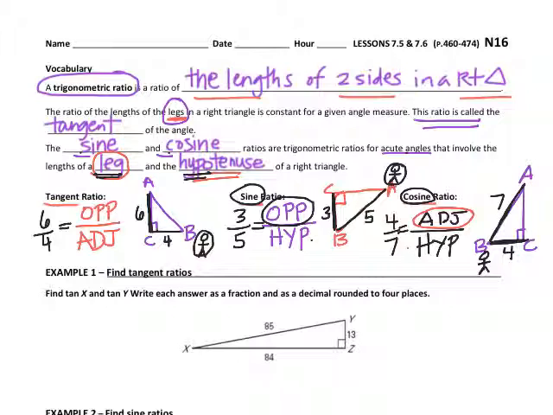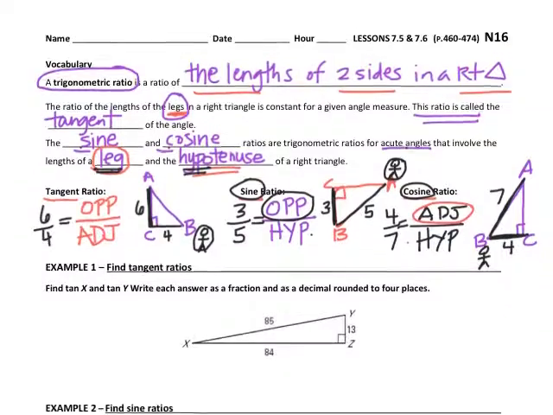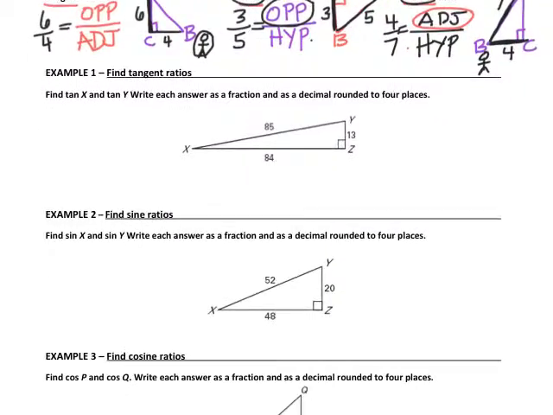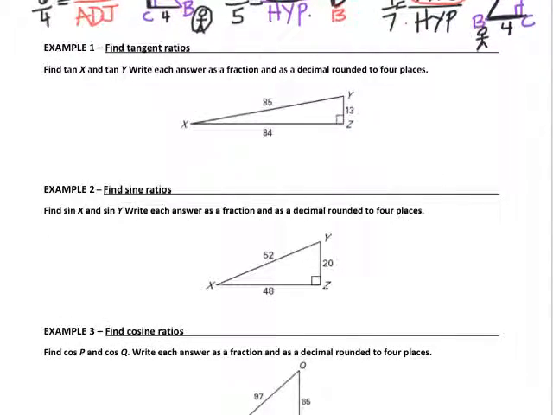Because this is not a lot of information, I'm going to go ahead and combine this with lesson 7.6. So let's go ahead and get started on a couple of our example problems here. You will need a calculator because I'm going to ask you to do two things. One, write your answer as a fraction, and second, write your answer as a decimal, rounded to 4 places. Okay, so we're going to need to remember that.